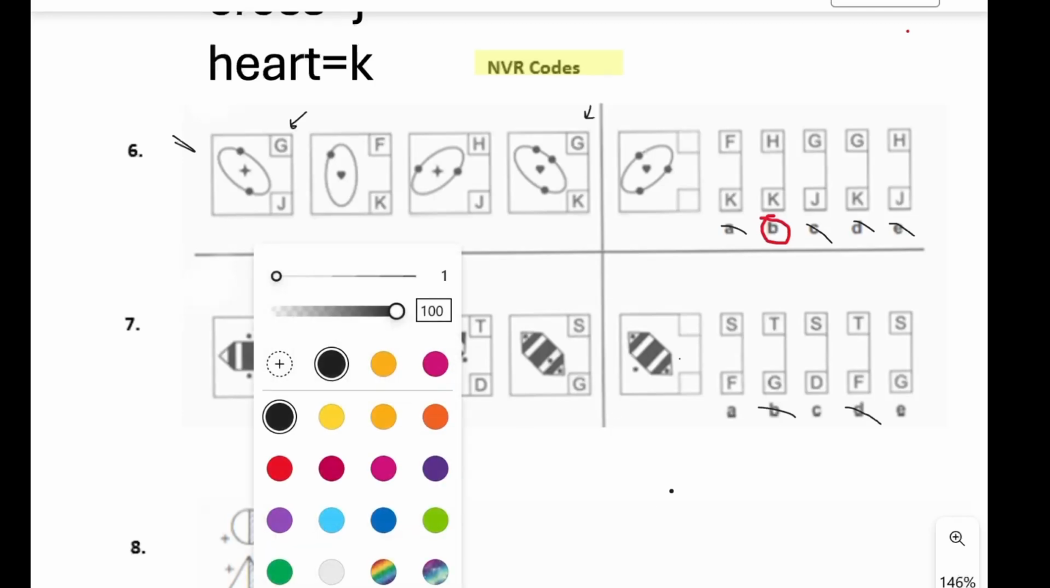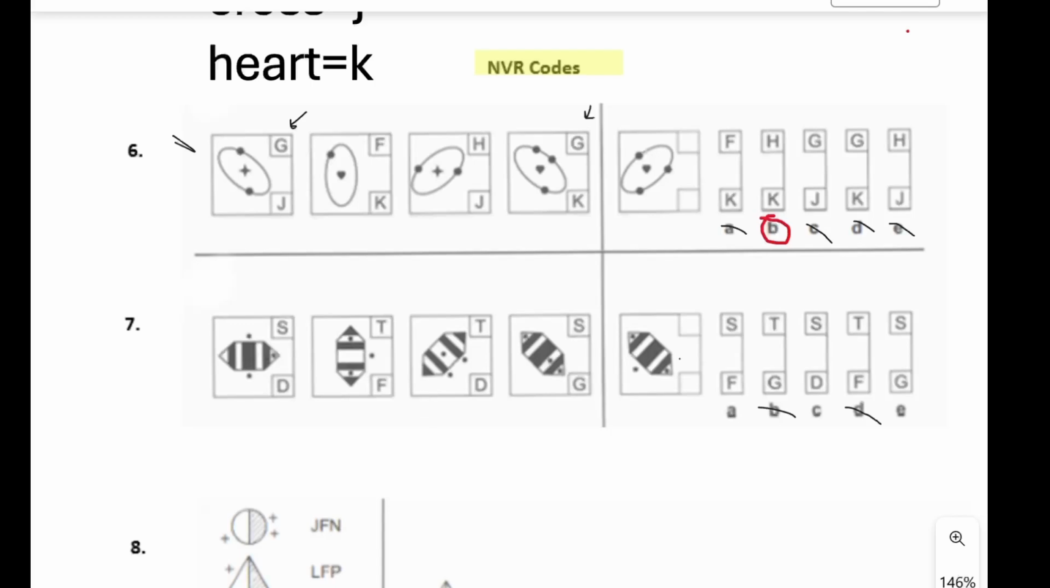What does our shape have? It has 1 dot. Therefore, we match it up to the F. We get SF as our answer, so A.